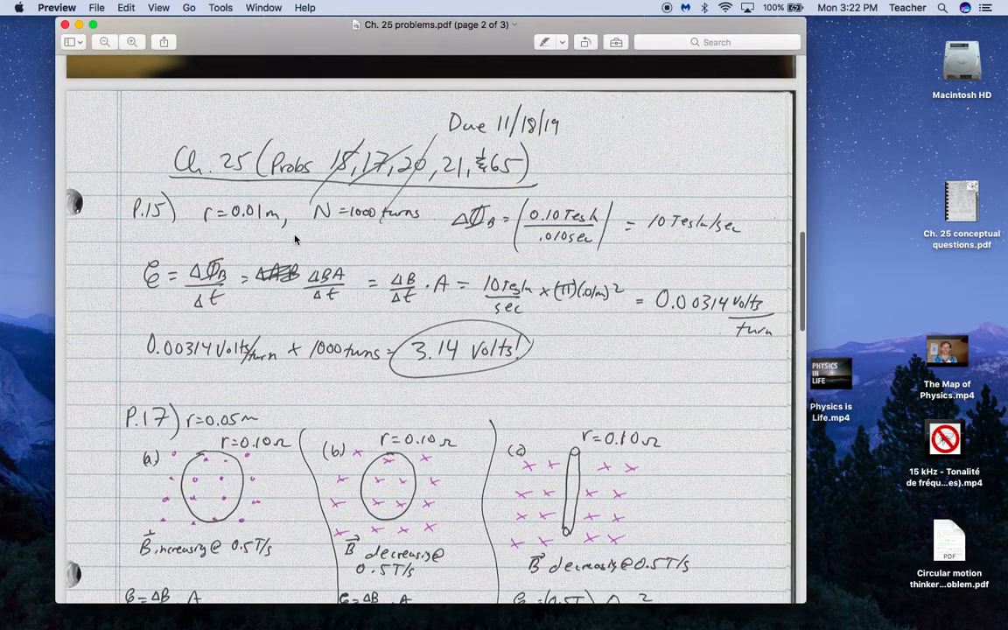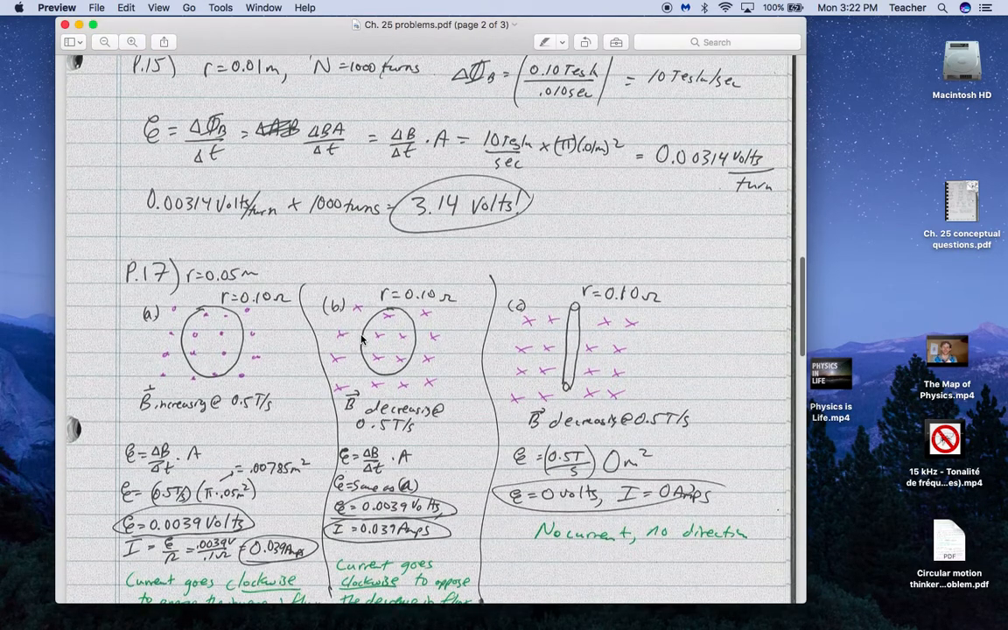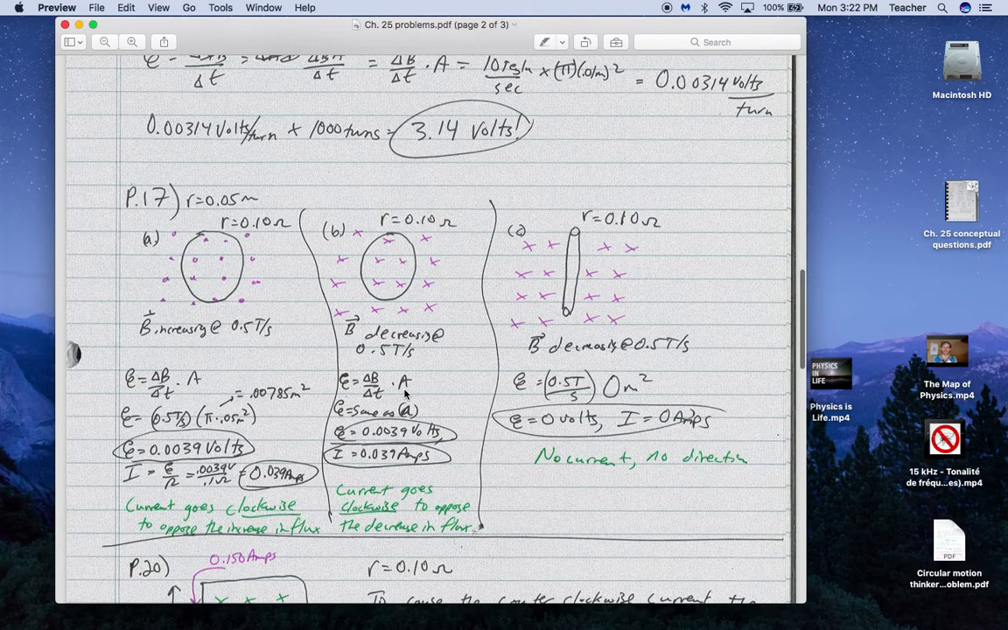For problem 15, the key thing here is you had 1,000 turns, so it would be 1,000 times the strength as opposed to when you figure it out using the change in flux with respect to time. This one is the one we went over in class.